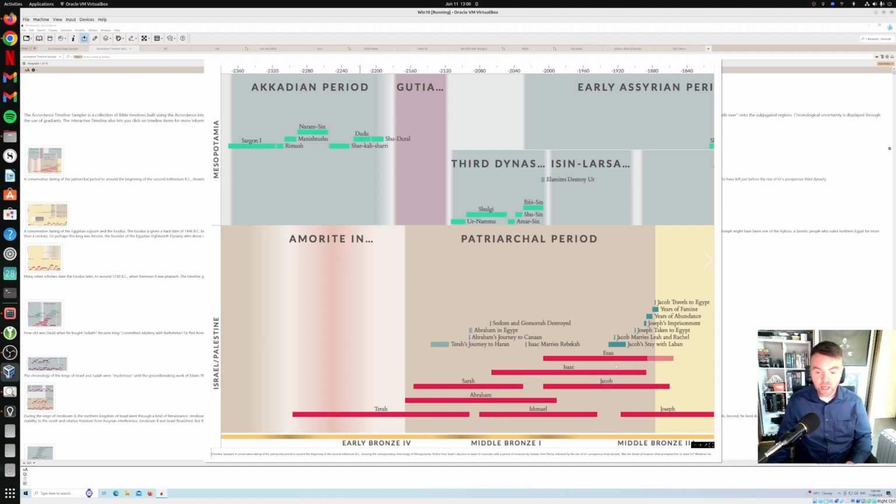Jacob has 12 sons from his two wives and their two slave girls, who will become the patriarchs of the 12 tribes. Joseph is one of those sons, but the other brothers are jealous of Joseph. They sell him into slavery. But because Joseph is good and the Lord is with Joseph, he rises to prominence and success within Pharaoh's kingdom in Egypt.